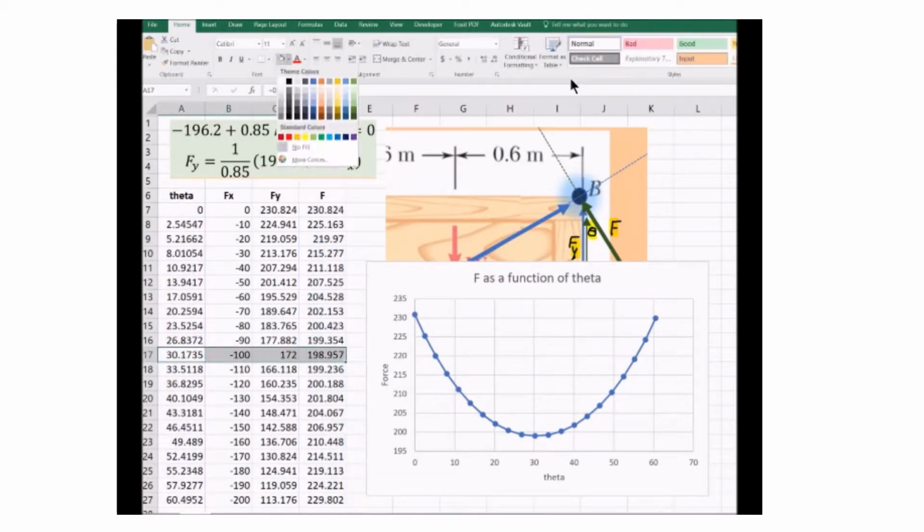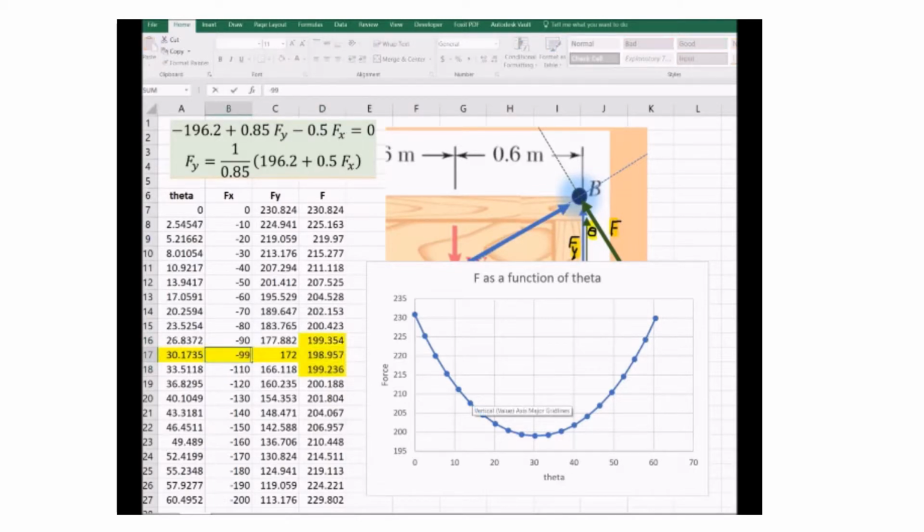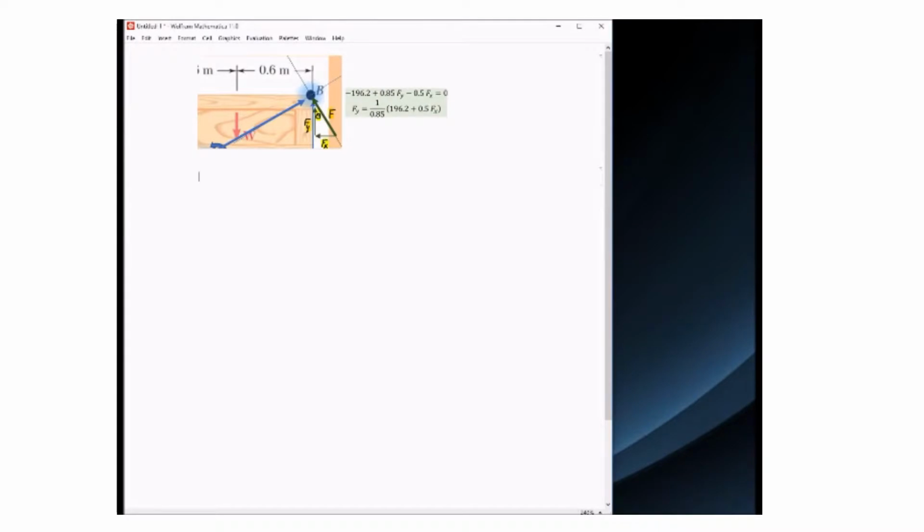So this is kind of a graphical solution. You can see right around 30 degrees, that's where that force is hitting a minimum. And you can play around with that Fx number and see how those numbers change, for a numerical solution to find where that minimum happens. Let me just go through an analytic solution instead of just numerically poking around in Excel.